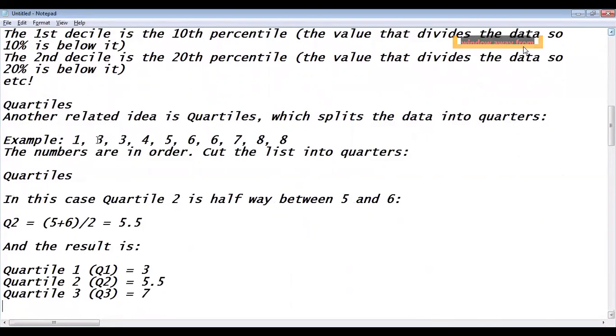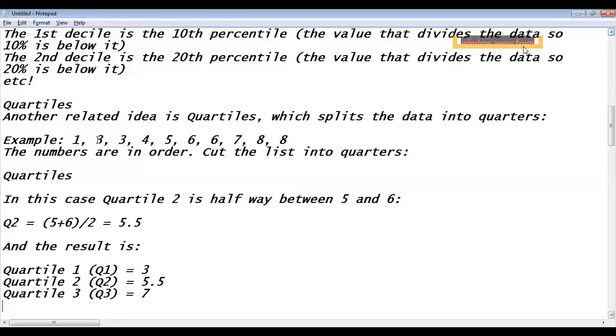Okay. So 1, 2, 3, 4, 5. Again 1, 2, 3, 4, 5. So the half is between 5 and 6. So the answer is 5.5. Okay. You can just draw a line between 5 and 6. That is the second quarter. So you need to add them and divide them by 2. So that is 5 plus 6 equals 11 by 2 is 5.5. So quarter 2 is 5.5.